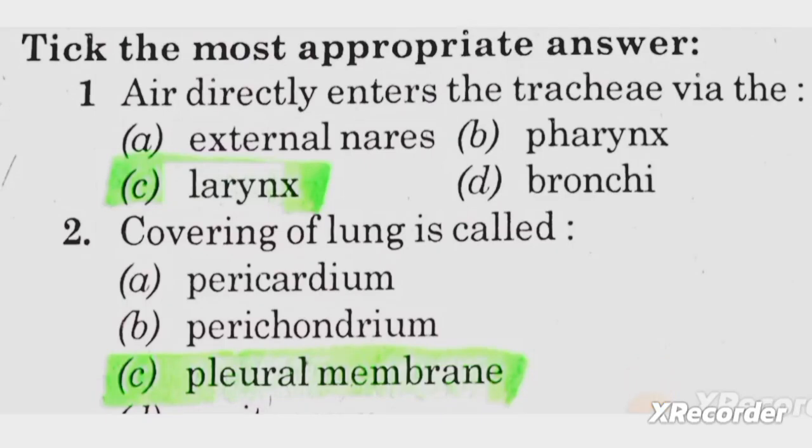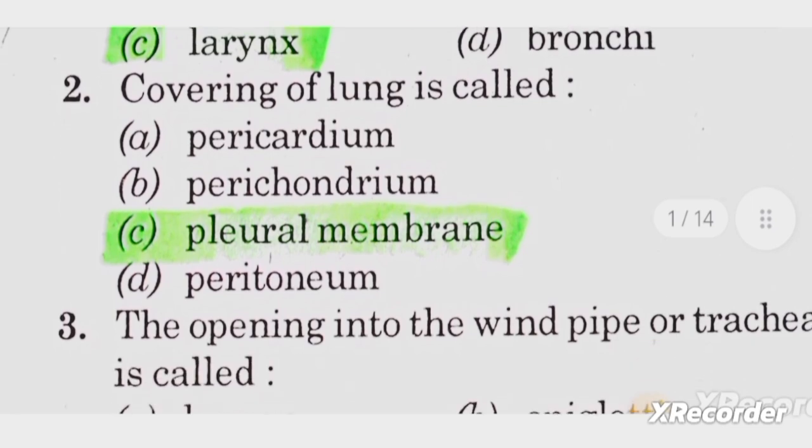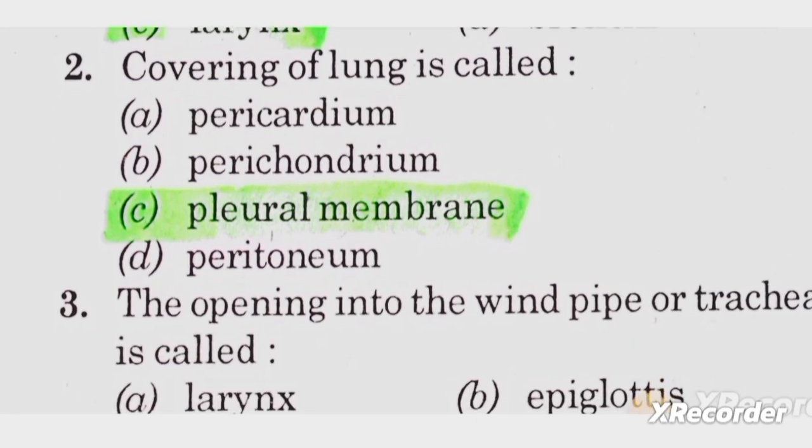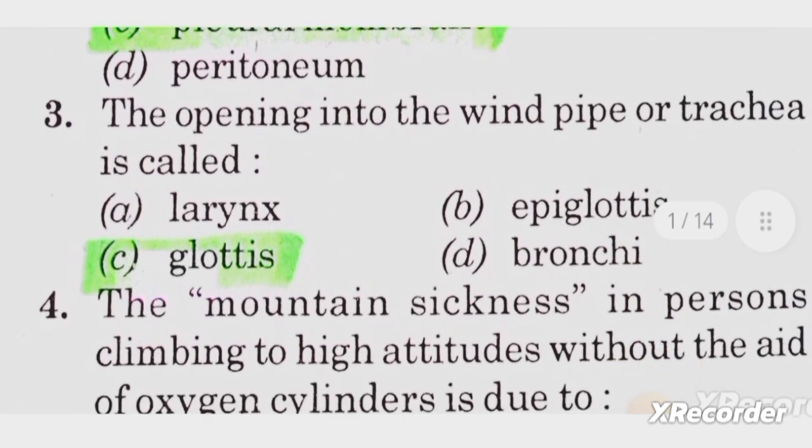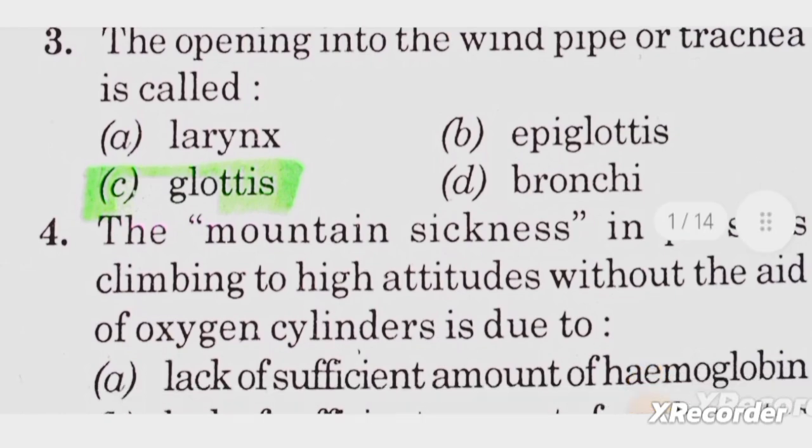In this video, we will see about respiratory system. Let's start. Number 1. Air directly enters the trachea through the larynx. 2. Covering of lung is called pleural membrane. The opening into the windpipe or trachea is called glottis.